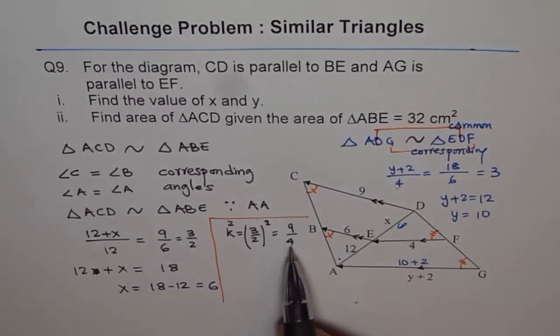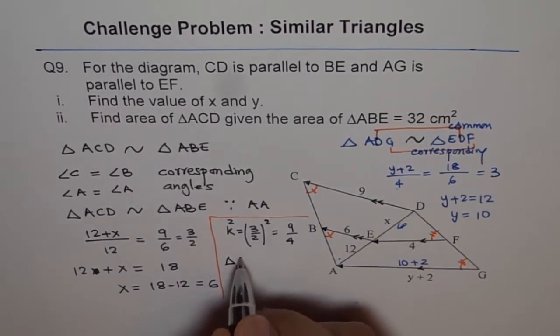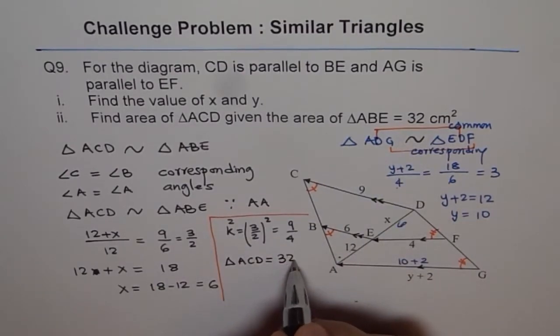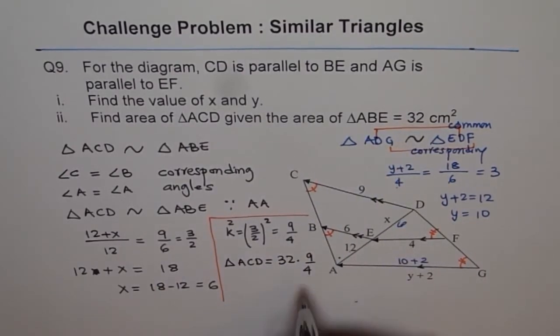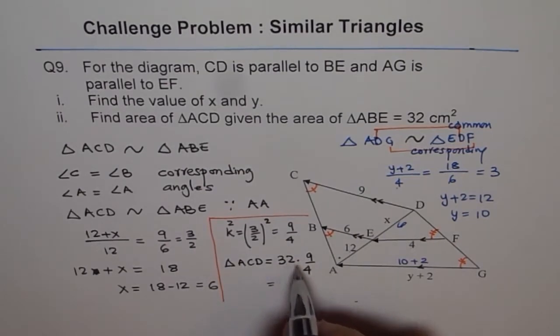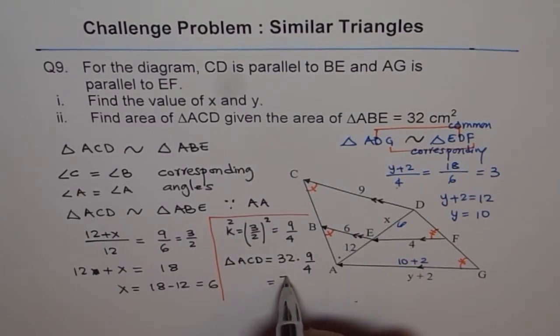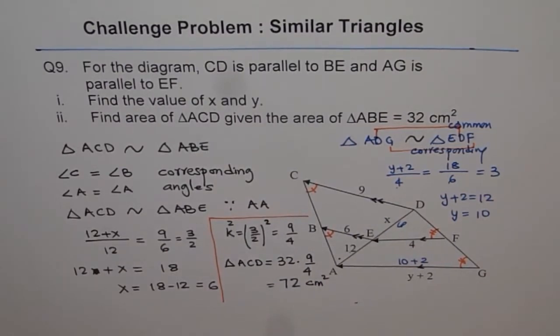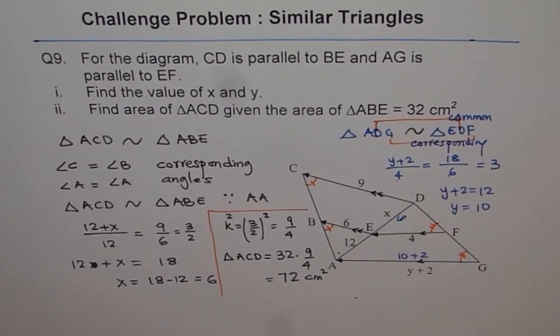So the square of this will be 9 over 4, right? So area is 9 over 4 times the area of the small triangle. Therefore, we can write area of triangle ACD is equal to 32 times 9 over 4. Do you get it? So when you do that, 4 goes into 32 8 times, and 8 times 9 is 72. So we get 72 centimeters square as our answer. Correct? So I've done all this in short, but I'd like you to write all the steps and solve this problem on your own. It is a good practice problem for your test, right? Have a good look at it. Thank you and all the best.